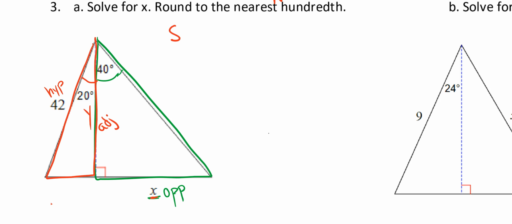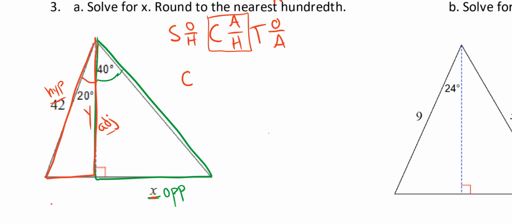So now what we need to do is look at our SOHCAHTOA and figure out which trig function we need to use. So we have the adjacent and the hypotenuse. So that means we're going to have to use the cosine equation. So now all we need to do is set up our equation. We're going to say the cosine of our angle 20 is equal to the adjacent side over the hypotenuse.